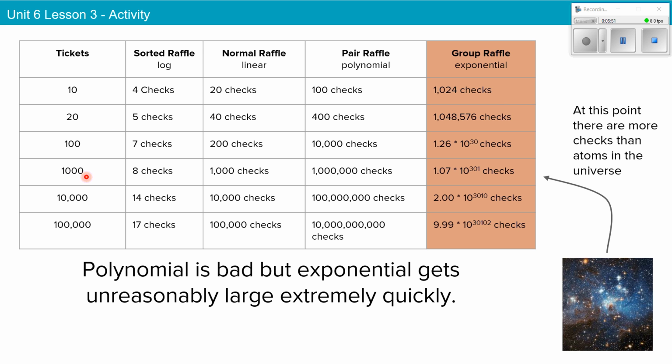By the time we get up to 1,000, binary is 8 checks. Linear is 1,000 because it should match how many I have there. The pair raffle is 1,000,000. That's a lot. But 1.07 times 10 to the 301st power is what it would be in the group raffle. That's more checks than there are atoms in the universe. So by the time we get to 100,000 tickets, which for something like the lottery is not large at all, we are way beyond anything reasonable with the group raffle.